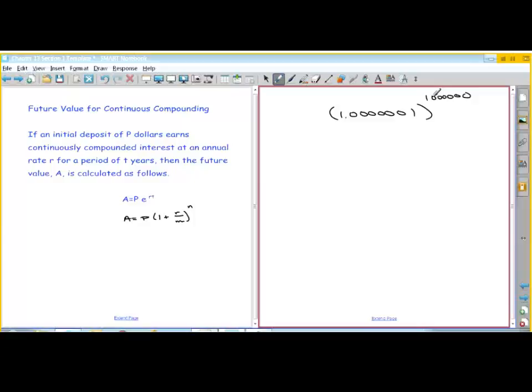So did anybody do that? What do you get if you raise 1.000001 to the millionth power? I think I've got one extra zero in there. Remove one of these zeros. So it's 1.000001 raised to the millionth power. What you get is 2.71828.